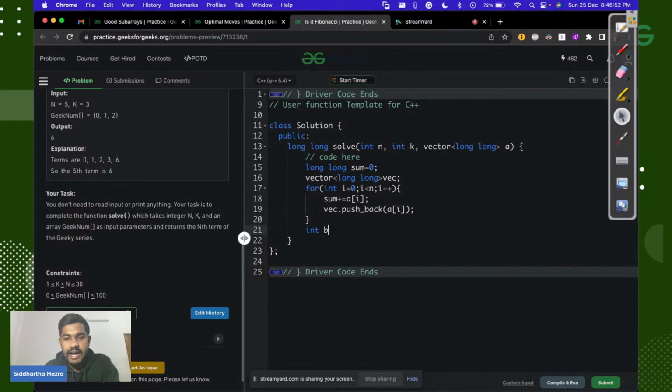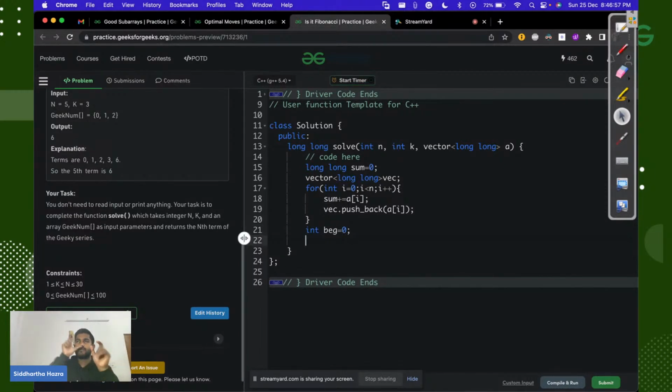Okay, and at this point we would say that the beginning point is 0. Like first we would calculate the sum of the first k values. Then in the next iteration we need to remove the first element. The first element's index is what? 0. So first we calculate the sum of the first k values. So this would be k itself, or a dot size. It simply solves the purpose.